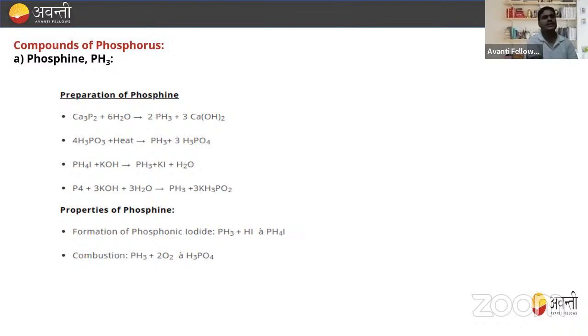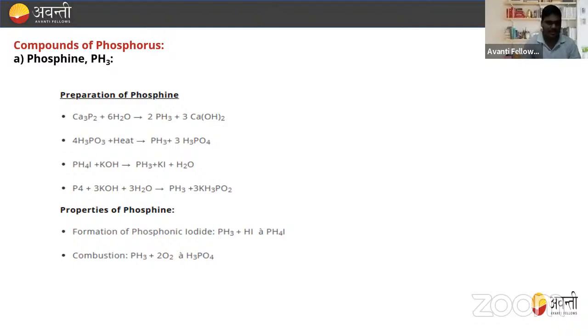The first one is phosphine. Phosphine is a very important compound of phosphorus because it plays an important role in the manufacturing of many important things. So how will you prepare phosphine? Basically we prepare phosphine by treating with calcium phosphide. When calcium phosphide is hydrolyzed, it will produce phosphine.